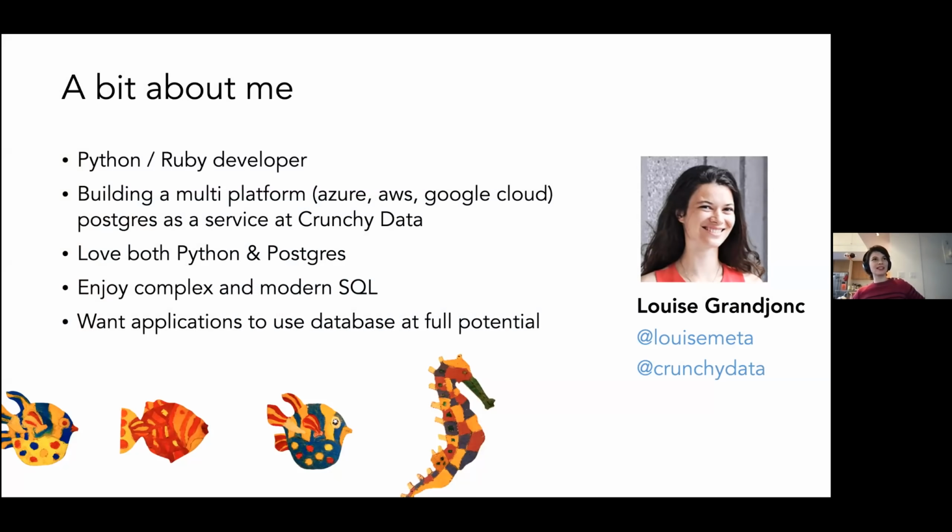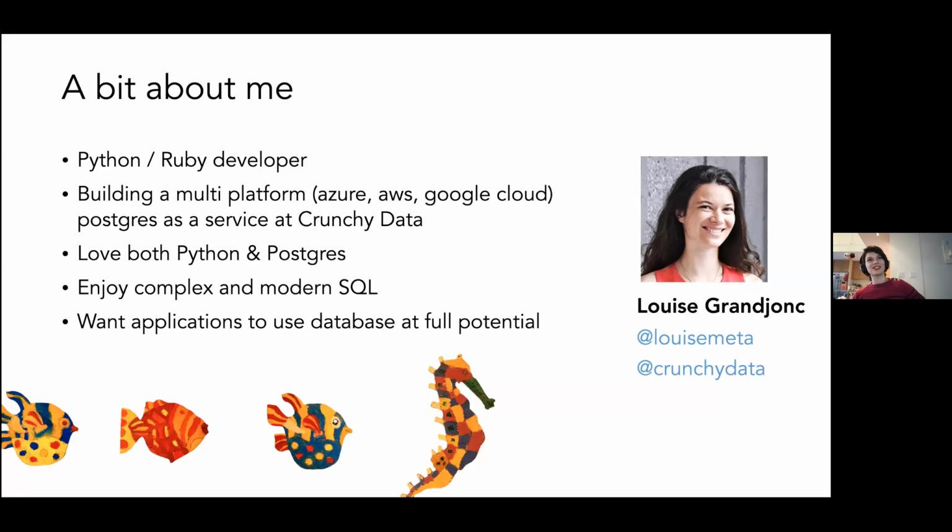A bit about me. I'm a Python and more recently Ruby developer. I worked previously at Microsoft. I came from an acquisition of Citus Data, and we did Postgres, a distributed Postgres service. And now I work at Crunchy Data. It's also a Postgres company.